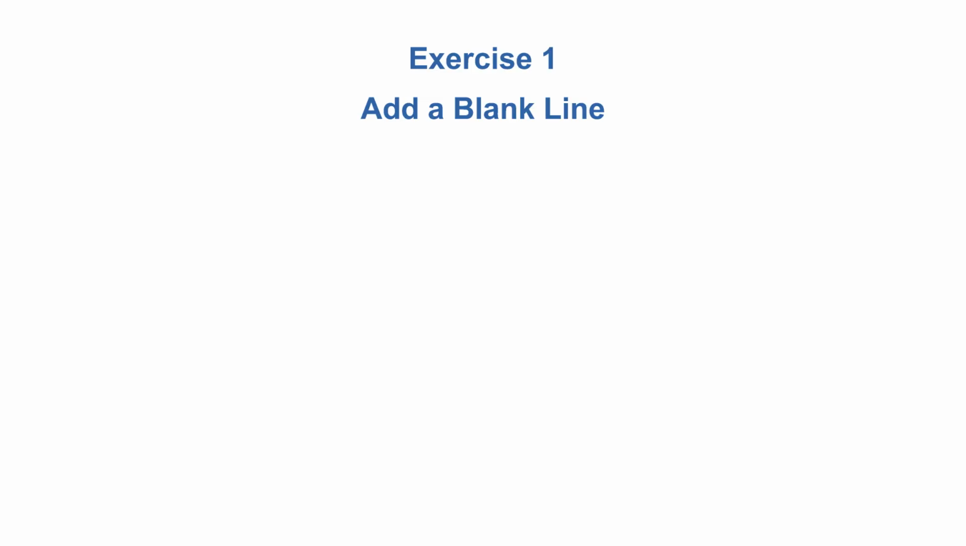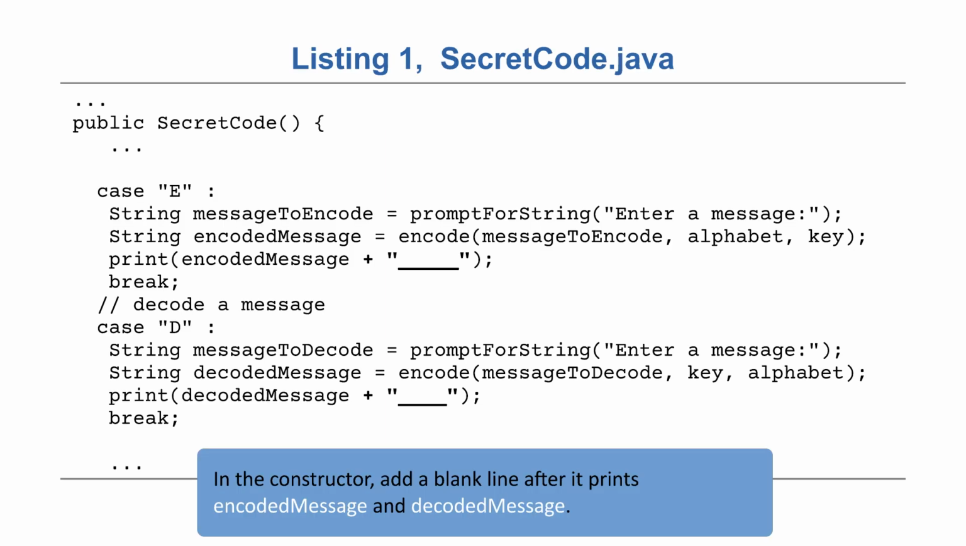Exercise 1. Add a blank line. Pause the video if you need more time in any of these exercises. If you want to see how I would complete any of the listings, please refer to the completed listings at the end of this video. In the constructor, add a blank line after it prints encoded message and decoded message. Hint: what do you add to a string to tell it to split a string into a second line? Run it. What happened? It should have printed a blank line after each encoded and decoded message.